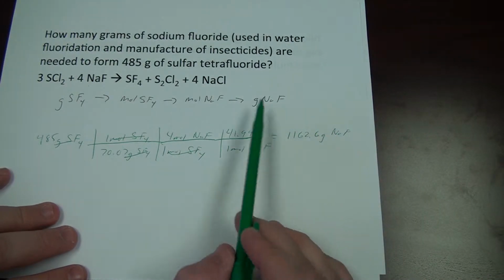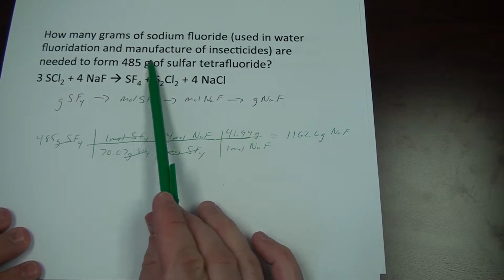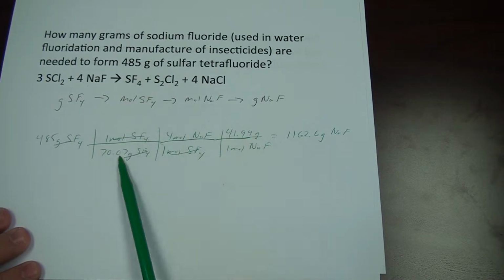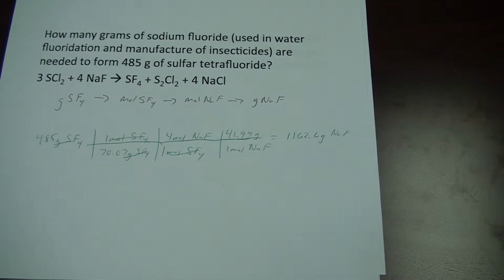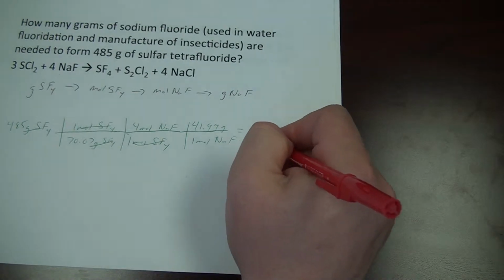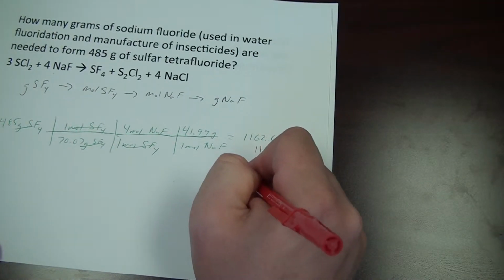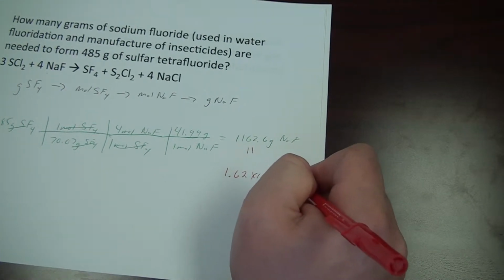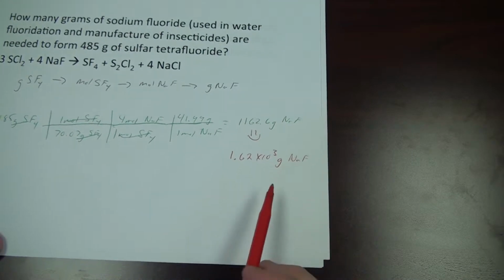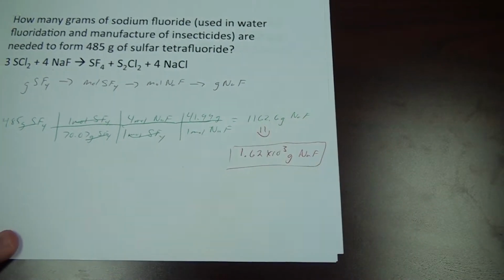Right? But we have to then, as always, look at significant digits. We're given 3 significant digits here. All the rest of these are conversions, so they don't count towards our final answer. So then we have to round this to 3 significant digits, which would be 1.62 times 10 to the third grams of sodium fluoride. Right? So this would be the amount that we need to react.